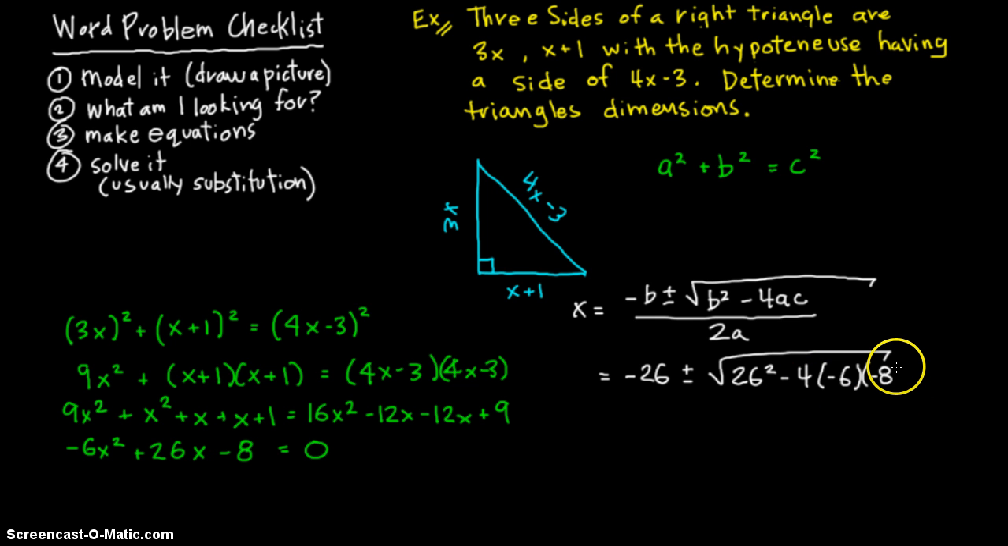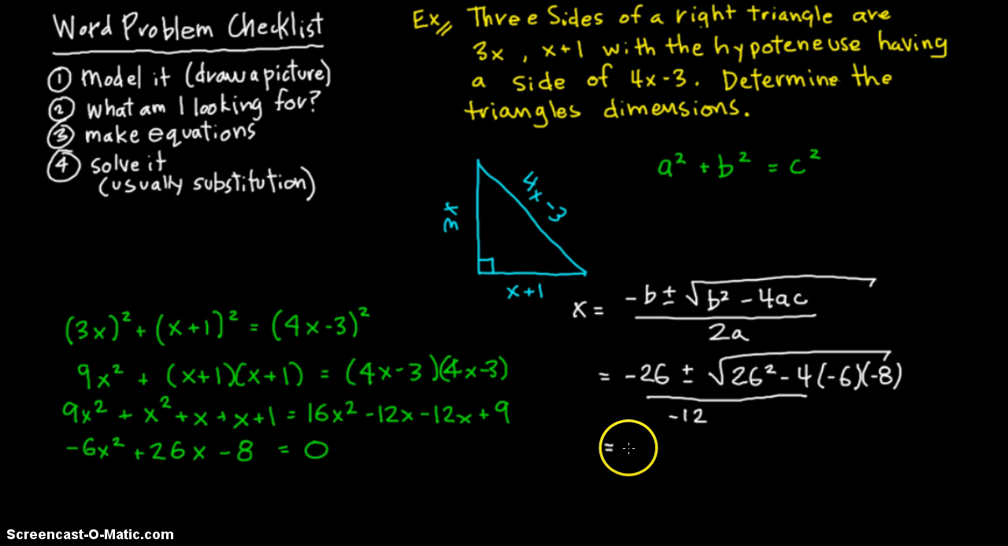I'm going to end up with a negative there. So hopefully that works out. And then I'm going to be dividing by 2 times a, which is 2 times negative 6, negative 12. Okay, so this is a little complicated. So let's see what's going to happen.